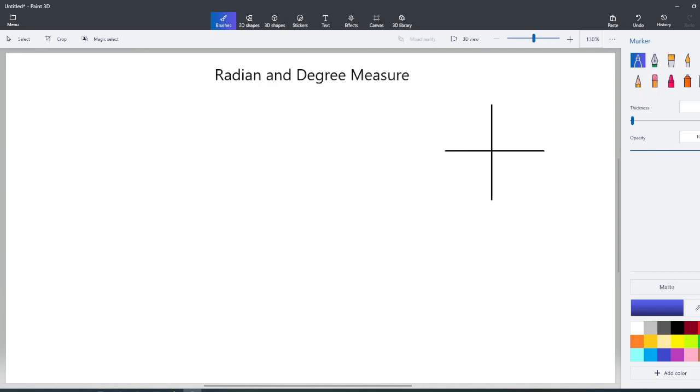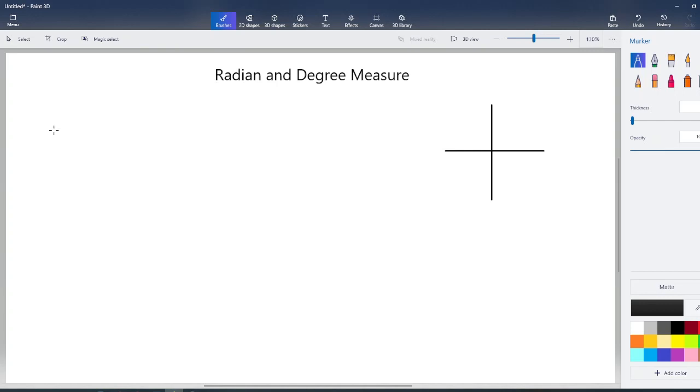Hello everybody. So in this video we're going to talk about radian and degree measure. I assume that you guys already know some things about degrees based on your experience in geometry, so we're going to focus on radian measure. So the first thing we want to do is talk about the parts of an angle.